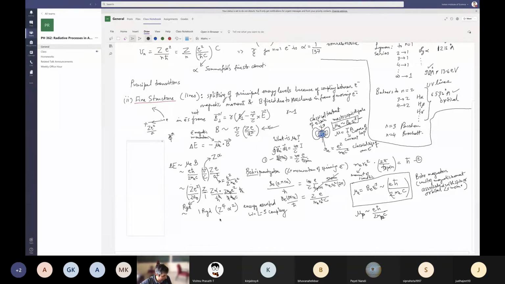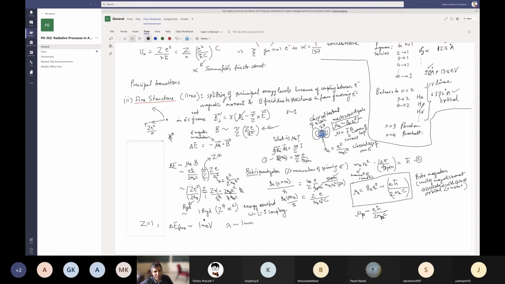Okay, now let's calculate it. If you have Z equal to 1, like a hydrogen atom, delta E fine would be how much? This is 13.6 eV times alpha squared, which is like 10 to the minus 4. So this is like 1 meV, milli electron volt, because 1 Rydberg is 13 eV. So fine structure transitions are of order 1 meV, and the wavelength associated with them is 1 millimeter. How do we get that?